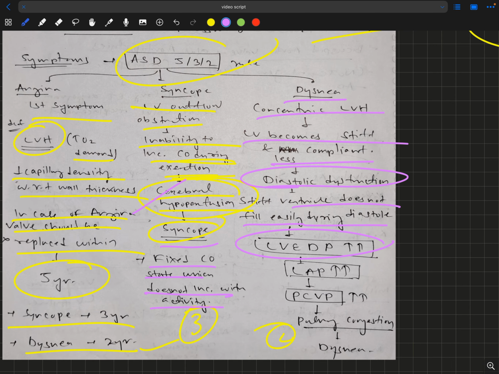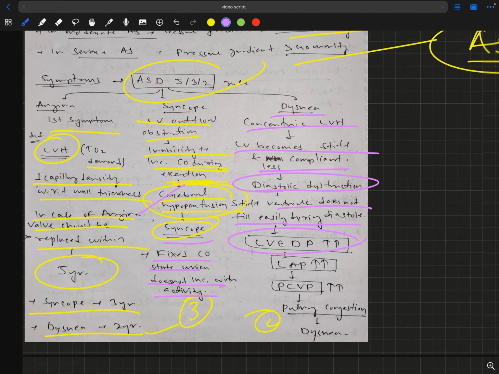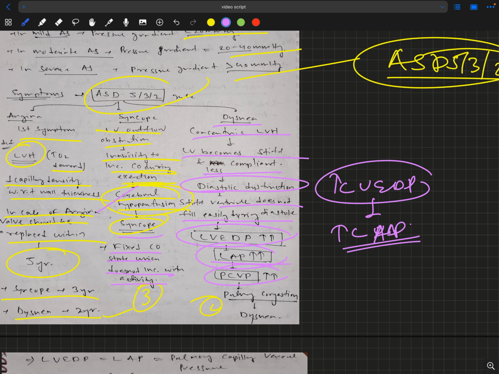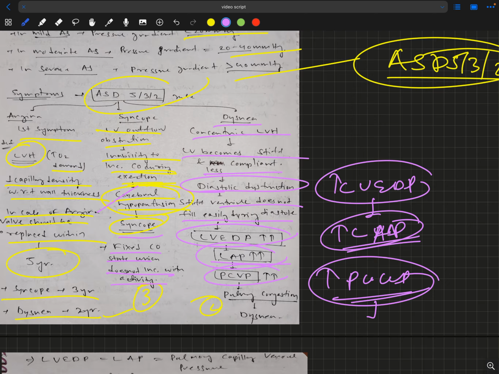That is left ventricular end diastolic pressure. So an increase in left ventricular end diastolic pressure will lead to an increase in left atrial pressure. That will lead to an increase in pulmonary capillary venous pressure, the pulmonary capillary wedge pressure. So LVEDP, LAP, increased pulmonary capillary wedge pressure will lead to backflow of blood to the lungs, which leads to pulmonary congestion and dyspnea. So this is the pathway.